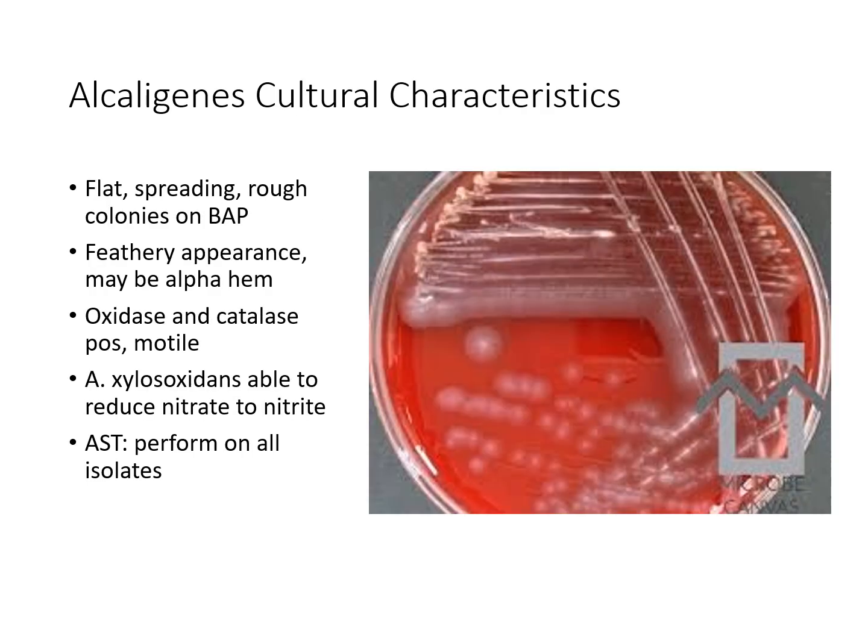For colony morphology, they will be flat, spreading, rough-looking colonies on blood agar plates, and they may have a feathery appearance, and they may also show alpha hemolysis. For biochemical reactions, they'll be oxidase and catalase positive. They will be motile, and Alcaligenes xylosoxidans can reduce nitrate to nitrite. Also, we are going to perform antimicrobial susceptibility testing on all of these isolates.